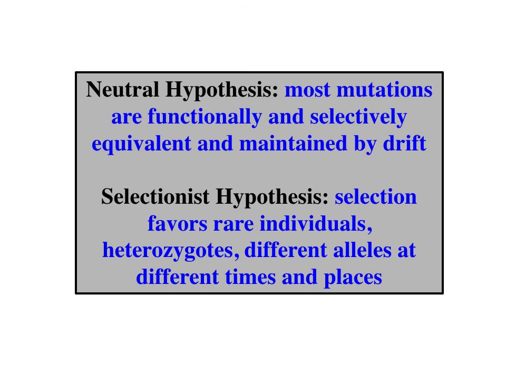The selectionist hypothesis says that selection is actually favoring rare individuals, the heterozygotes, and that different alleles at different times and places will be selected for. So that's what maintains that genetic diversity. Here they're presented as two very distinct hypotheses. Probably in real life, there's a little bit of both of those going on to maintain the genetic diversity.